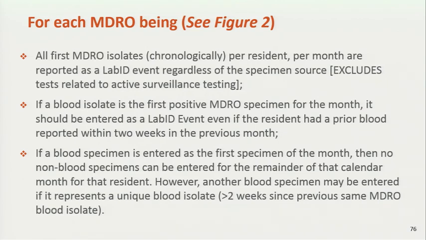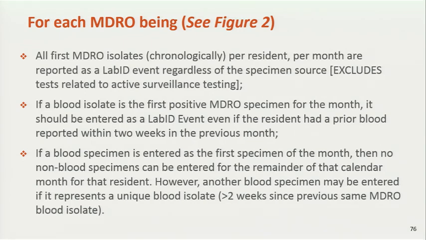If a blood specimen is entered as the first specimen of the month, then no other non-blood specimens can be entered for that month, because remember, it's 1 MDRO per month unless it's a unique blood source. So since our blood source came first, no other same MDRO specimens can be entered for that resident for that month. The remainder for the month are considered duplicate.